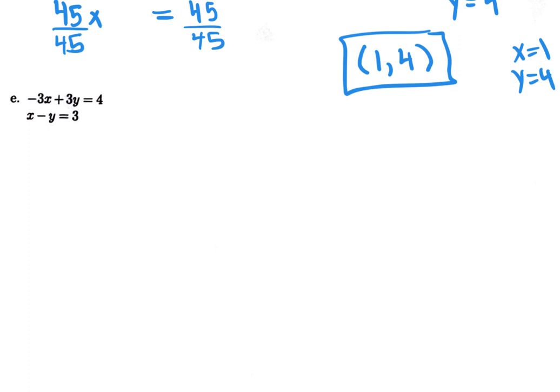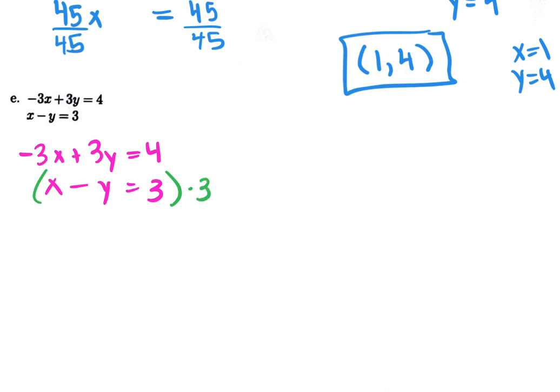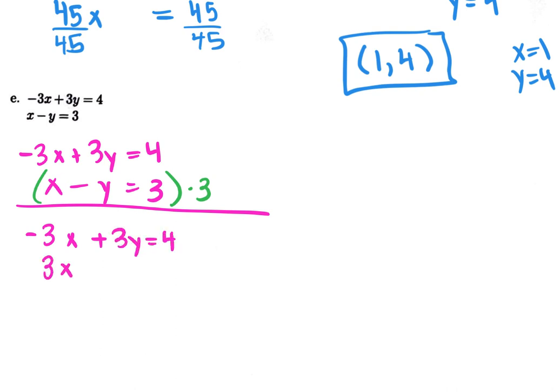Okay, let's take a look at E here. So I have -3x plus 3y equals 4, and x minus y equals 3. I think I want to get rid of the y's. We'll check, or maybe it won't even matter. Who knows? So I'm going to multiply the bottom equation by 3. And if I do that, my top equation is negative 3x plus 3y equals 4. And my bottom equation is 3x minus 3y equals 9.